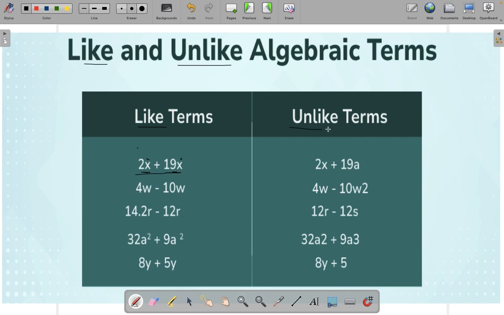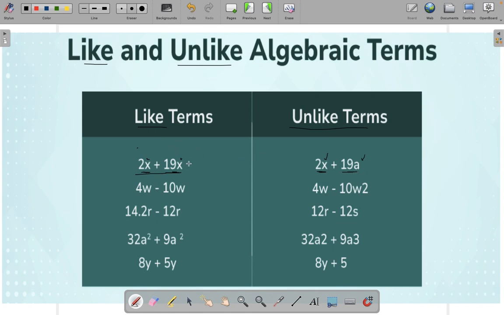Okay. Unlike terms are the terms that do not have the same variable. So you have 2x and you have 19a. One variable is x here and another variable is a here. Since the variables are not the same, that is why they are unlike terms, right? This is similar to like fractions and unlike fractions. Like fractions were the fractions wherein the denominators are the same, whereas unlike fractions are the fractions wherein the denominators are different, right? Similarly, like terms are the terms wherein the variables are same, and unlike terms are the terms wherein the variables are different, right?